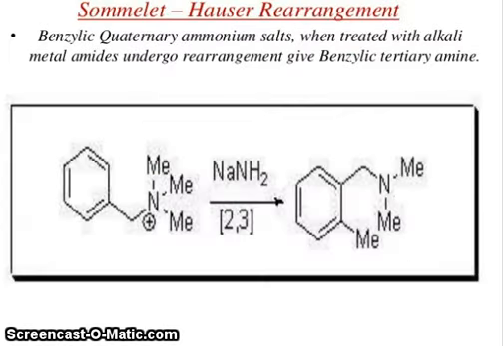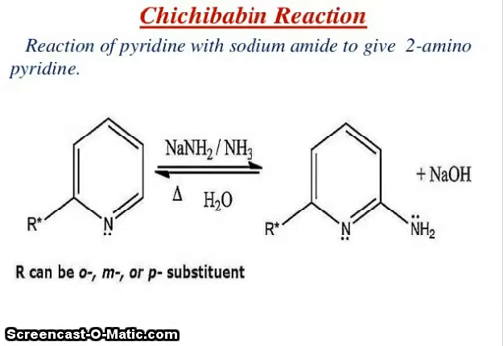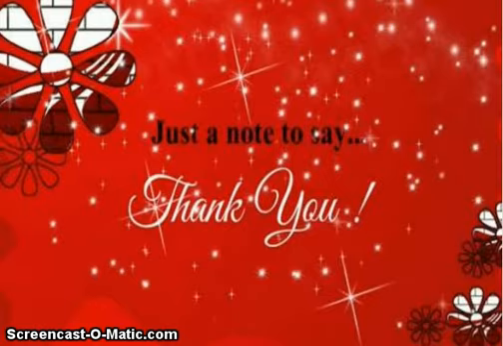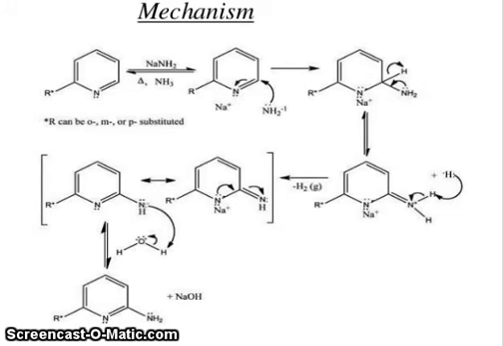Now friends, Sommelet-Hauser rearrangement. Benzylic quaternary ammonium salts when treated with alkali metal amides undergo rearrangement to give benzylic tertiary amines. Now friends, Chichibabin reaction: the reaction of pyridine with sodium amide to give 2-aminopyridine. This is the mechanism.